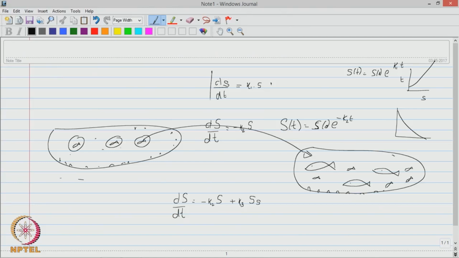What happens to this guy? Will this guy still grow exponentially? What happens to d small s by dt? Here we assume that they never die, they have a lot of food to eat and therefore they keep on multiplying. Now, this ds by dt, which was earlier k1 times small s, will now see some decrease, and the decrease will be based on how many big fish come in contact with the small fish and at what rate. Let me call this k1.